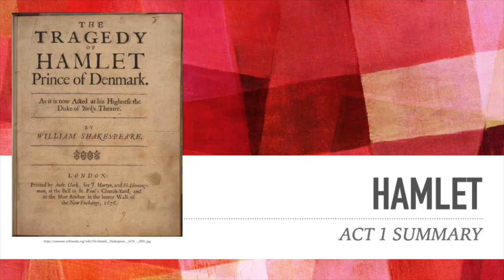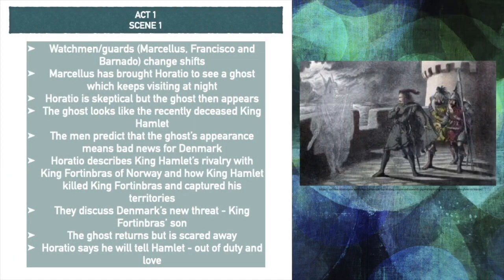In today's video we're going to be summarizing the first act of Shakespeare's Hamlet. So Act 1, Scene 1 starts with a group of watchmen or guards, Marcellus, Francisco, and Bernardo, and they are changing shifts. And Marcellus has brought Horatio with him because he wants Horatio to witness a ghost which has visited already twice. In the last two nights this ghost has visited, and the ghost seems to be in the appearance of the recently deceased King Hamlet.